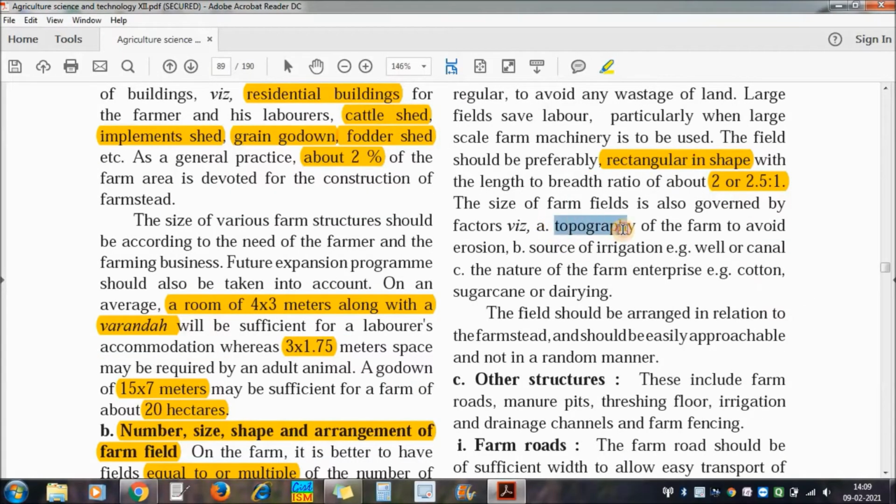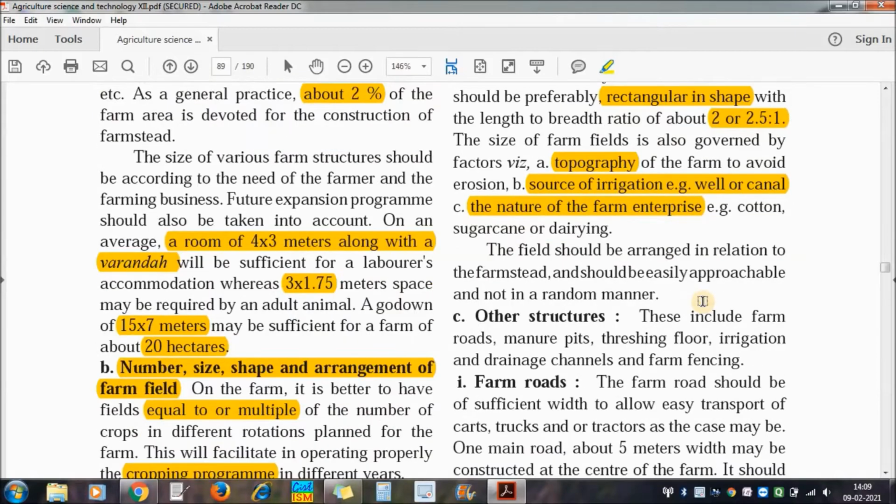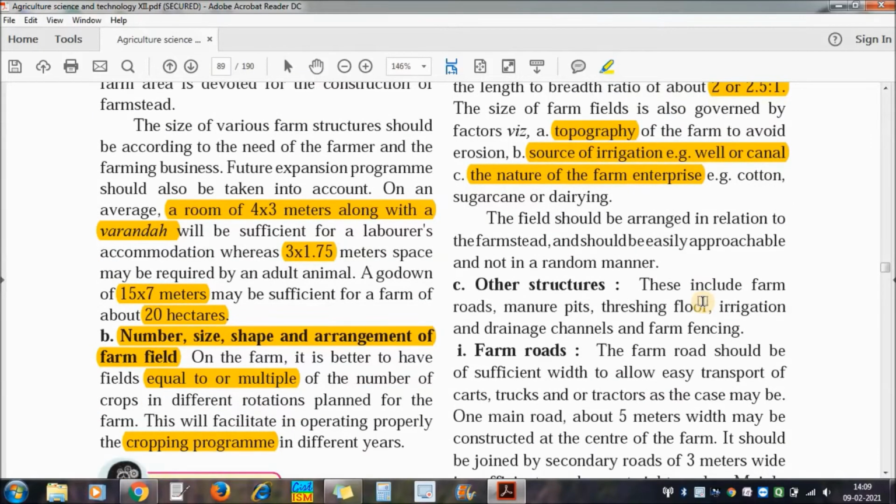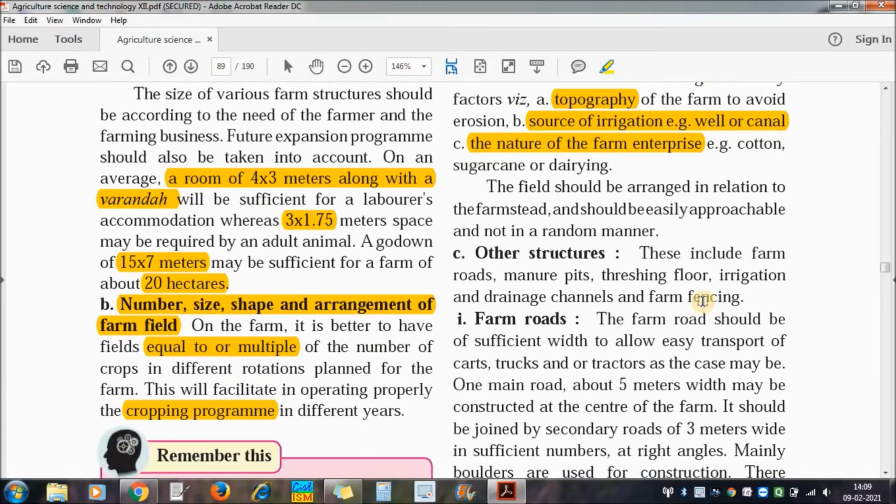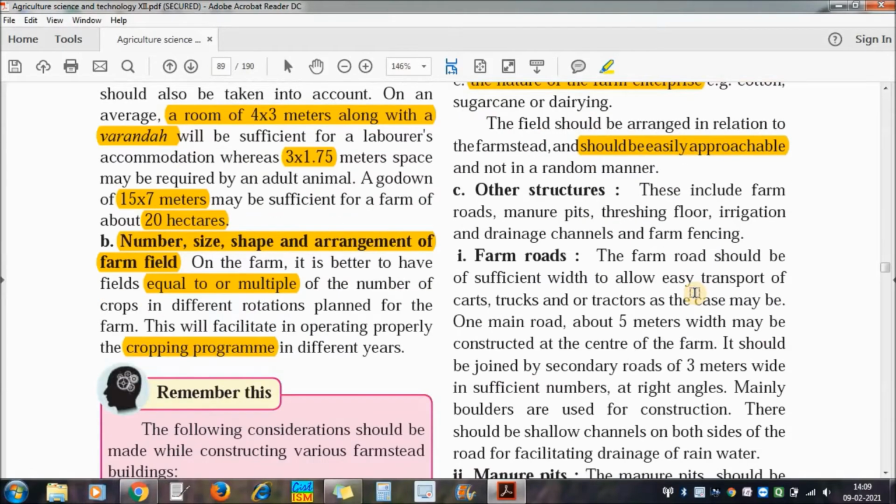For this purpose we also have to consider the topography of the farm. If the land is undulating, then it will be difficult for construction. We also have to consider the source of irrigation, whether a well or canal is available, and the nature of farm enterprises, which means which crop we are going to grow. So all these factors are to be considered before constructing farm buildings. The only important thing is that all should be easily approachable.